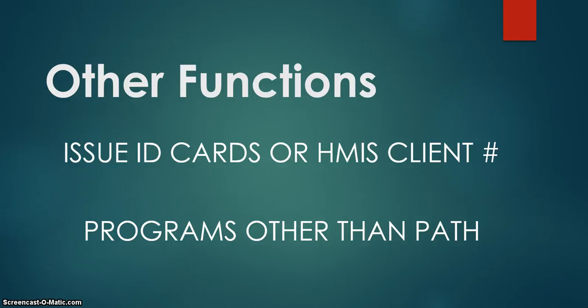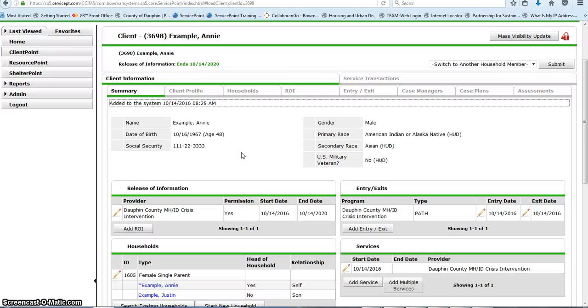The HMIS has other functions, one of which is to issue ID cards so that the client may have a card with their HMIS client number. Other programs use the HMIS as well, and that is HUD, as well as the Veterans Affairs for SSVF, Support Services for Veterans Families. There are certain programs that may require your client to show proof that they are in the HMIS system, either by providing an identification card or by providing their HMIS client number. For instance, the Housing Authority requires the HMIS number for applications for their housing, public housing, and Section 8 lists.